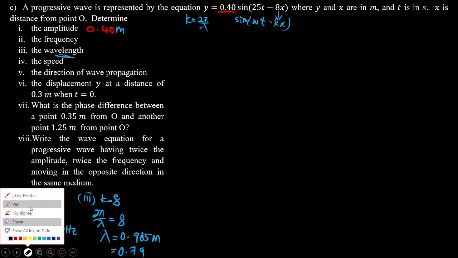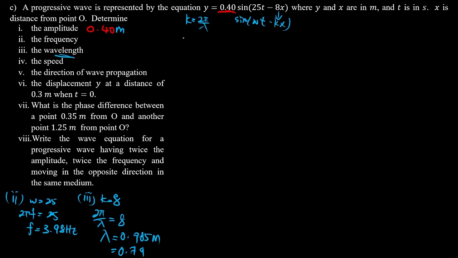Okay. So for the fourth, question number 4. So you want to calculate the speed. So how do you calculate the speed? Because you already have your f and also lambda, so v will be equal to f lambda. So don't take the 2 significant figures, so take at least 3 significant figures. So you have 3.98 times 0.785. So you will get your answer as 3.12 meter per second.